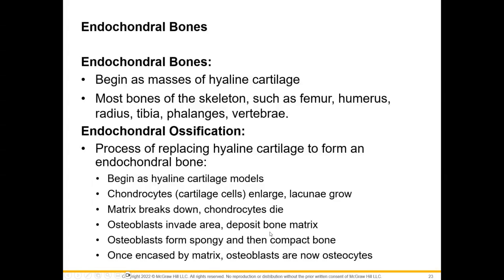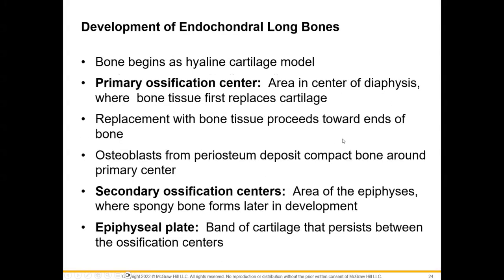Then the osteoblasts invade the area. They deposit the bone matrix. The osteoblasts form spongy bone and then compact bone. And once they're encased by the matrix, osteoblasts are now osteocytes. Again, your regular functional cells.